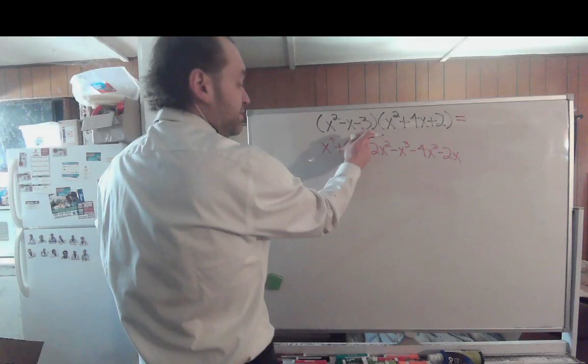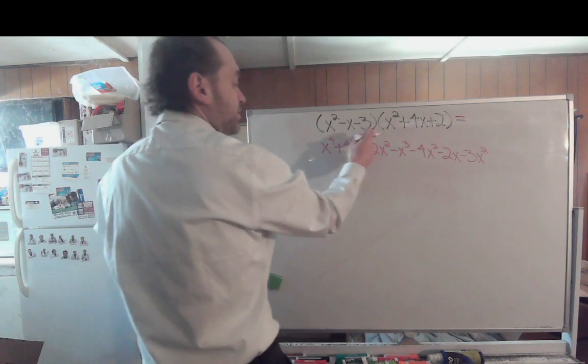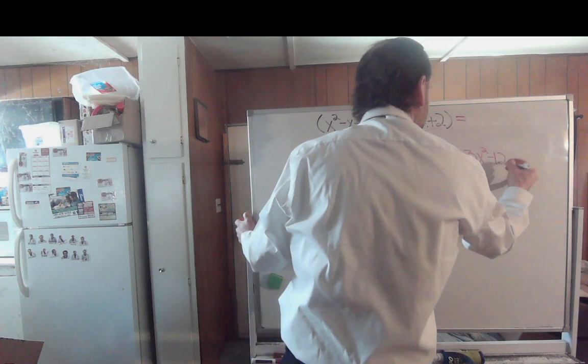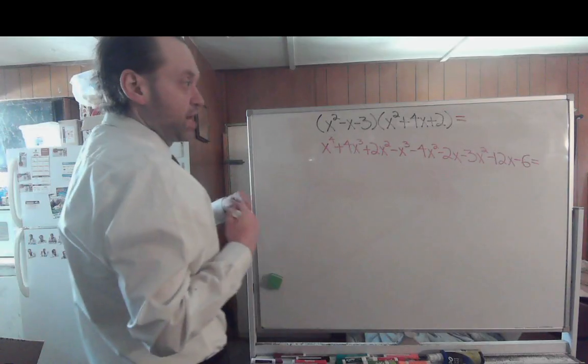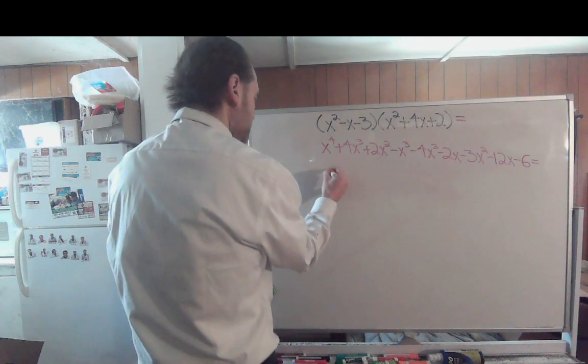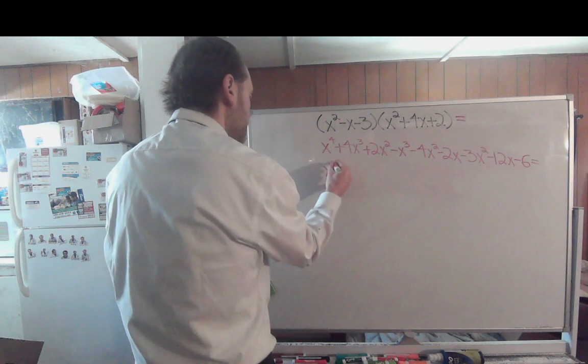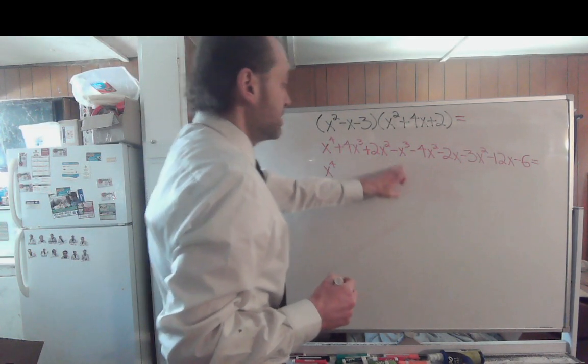Now, take your negative 3, multiply by x squared, you would get minus 3x squared. Take your negative 3, multiply it by 4x, you'd end up getting minus 12x. Then take your negative 3, multiply it by 2, you'd end up getting minus 6. So now we just have a simple addition subtraction of polynomials here. You have only one x to the fourth term, so you'll have x to the fourth, then 4x to the third minus x to the third is 3x to the third.